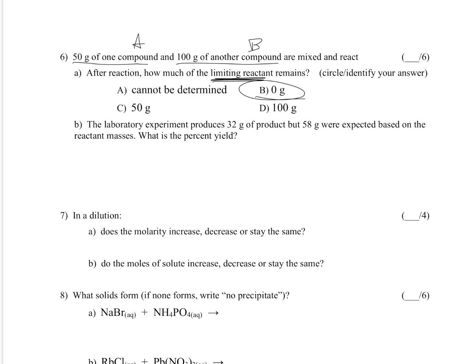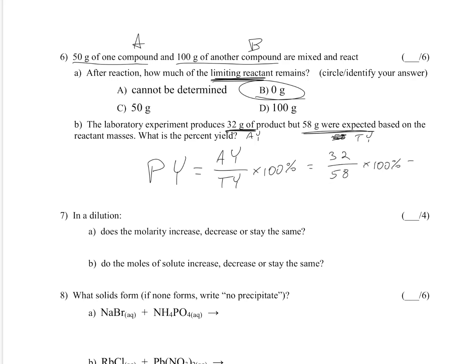So now, part B, we're asked, a lab experiment produces 32 grams of product, but 58 grams were expected. What's the percent yield? So percent yield is actual over theoretical times 100%. This is my actual yield. Expected, that's what my theoretical yield is. So I can plug in 32 over 58 times 100%. I get a percent yield of 55%.